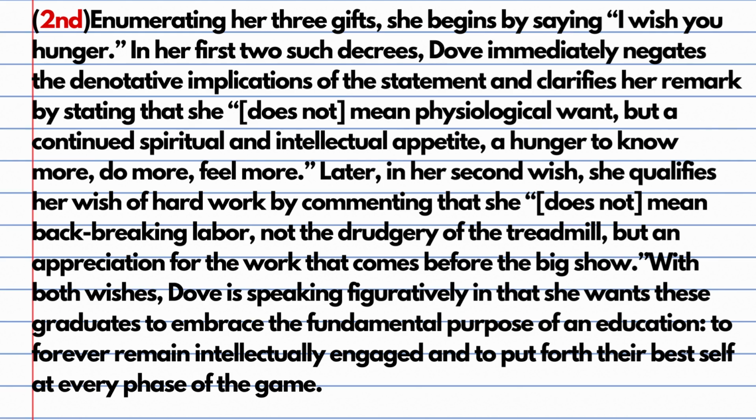With both wishes, Dove is speaking figuratively in that she wants these graduates to embrace the fundamental purpose of an education, to forever remain intellectually engaged, and to put forth their best self at every phase of the game.